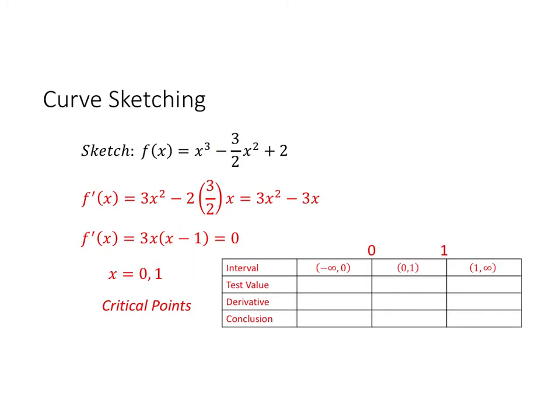So let's create a table here. We've got intervals, test values, derivative, and conclusion. Now here are our critical points, 0 and 1. The intervals are going to be from minus infinity to 0, which is going to be right here, 0 to 1 is going to be right here, and 1 to positive infinity is going to be right here. So let's continue and fill in the rest of this table.